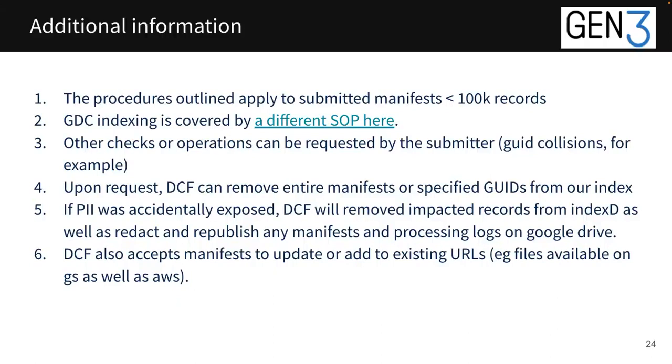It's also important that DCF can accept manifests to update or add to existing URLs. So for example, if you move your data from Google Storage to Amazon S3 storage, we could update the URL field. Similarly, if you wanted to have a replicated copy of your data on both Google Storage and AWS S3 storage, we can update the URLs to reflect that as well.